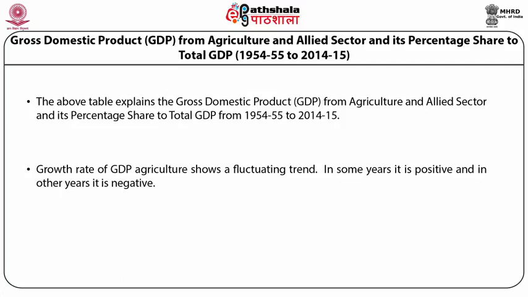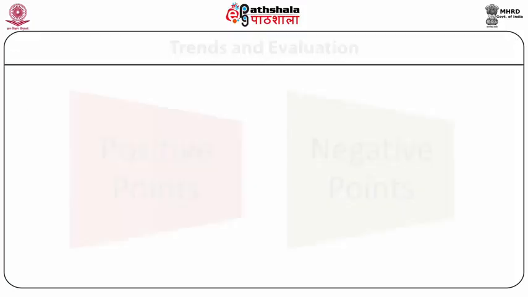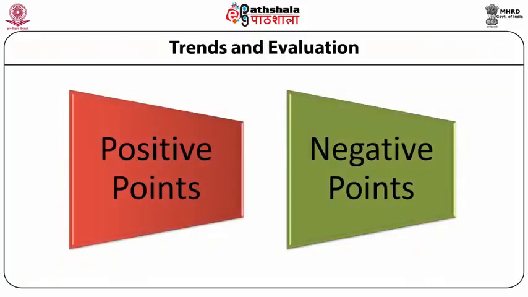In some years it is positive and in other years it is negative. But overall, we have seen that the share of agriculture in the total GDP has declined over a period of time. The various trends and their evaluation. We are going to see the positive points and the negative points of the cropping pattern in Indian agriculture.